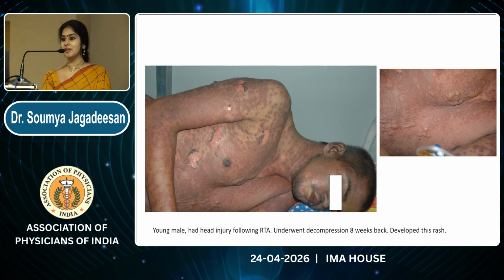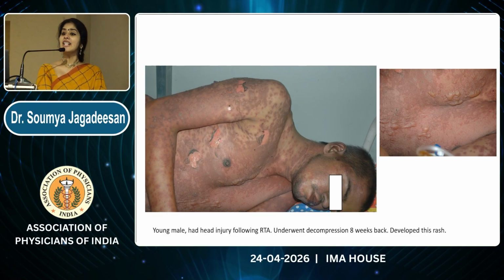Stevens-Johnson is less than 10%. You have mainly mucosal manifestations like oral cavity and eye. You don't get this much bulla, this much skin necrosis. More than 30% is TEN. This is not 30%, this is much more. Thankfully, this patient survived, as there is 30% mortality in TEN.